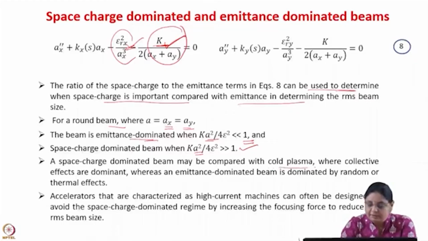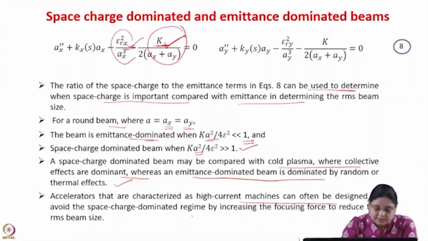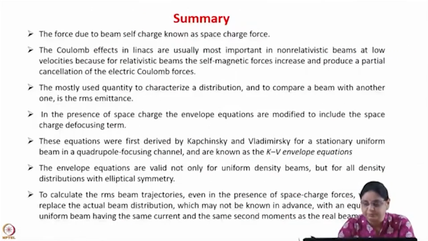Now a space charge dominated beam can be compared with a cold plasma, where collective effects are more dominant. The effects of the distribution as a whole are more dominant, whereas an emittance dominated beam is dominated by random or thermal effects. Accelerators characterized as high current machines can be designed to avoid the space charge dominated regime by increasing the focusing force to reduce the RMS beam size. So if this is very high, in order to compensate for it, the focusing forces can be increased so that your RMS beam size comes down.